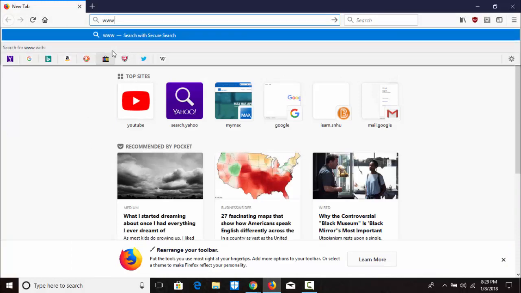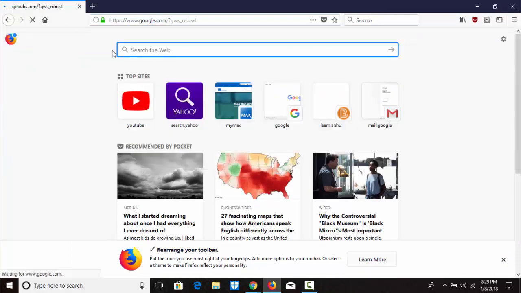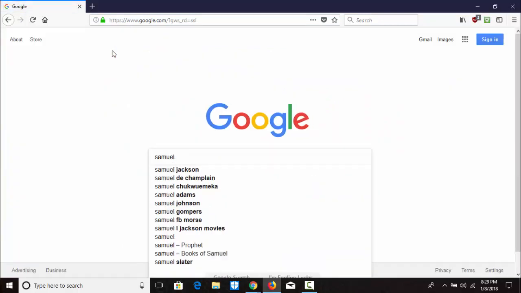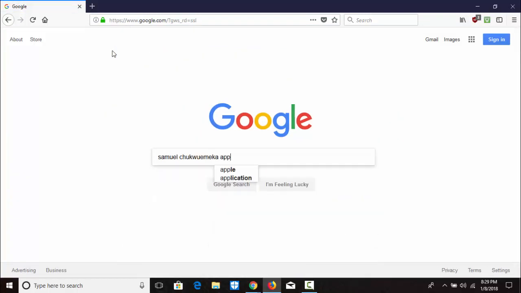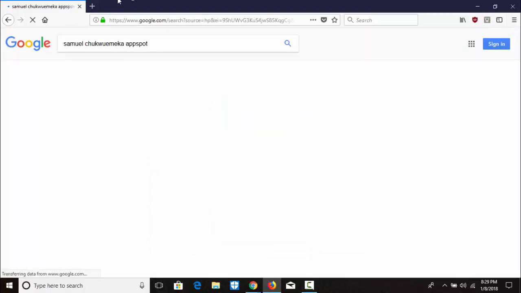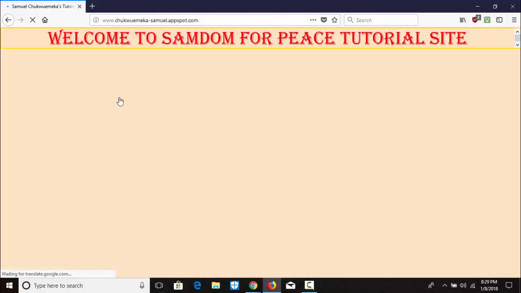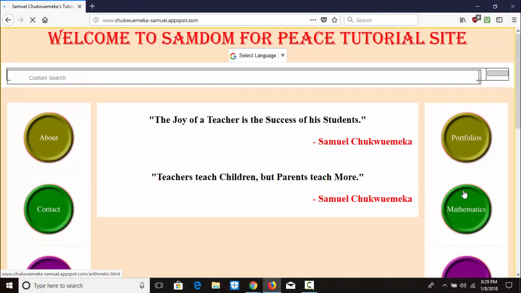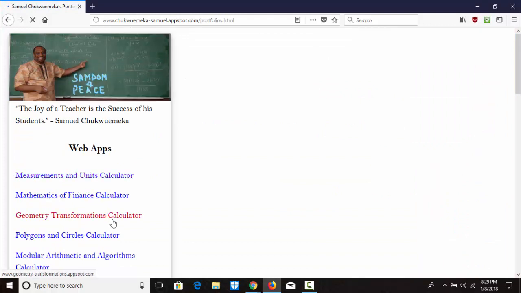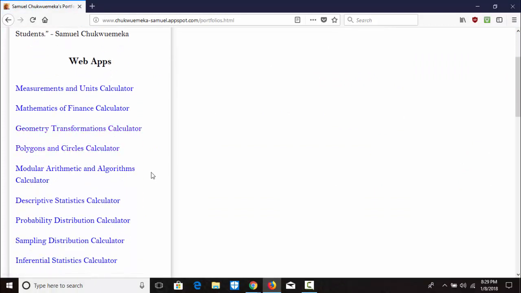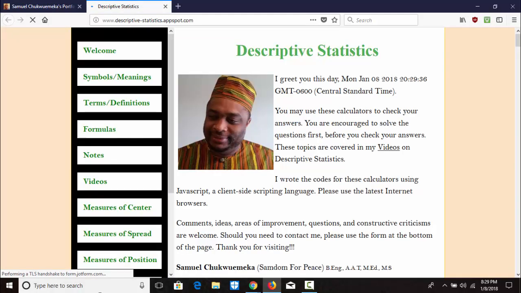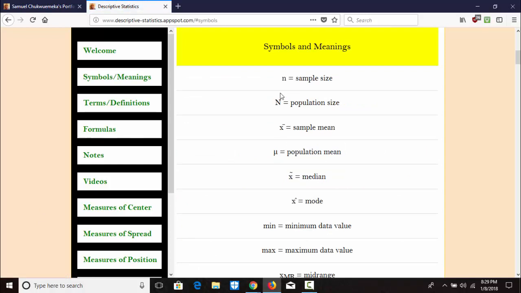So let's go to my calculator, go to Google, and you can type in my name and go to my mobile friendly sites. You can actually click on portfolios and you can see several calculators here. So we're going to use the descriptive statistics calculator. And if you click here, symbols meanings, here you will see these.